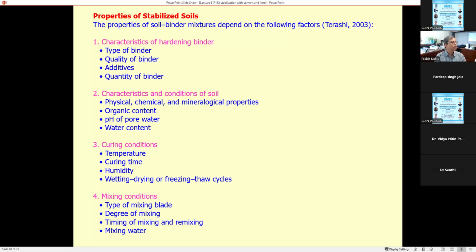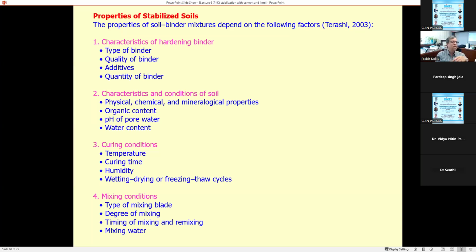Water content is important. Curing condition, its temperature is important. Curing time is important. That's why with time the strength gains. So 7 days, 14 days, 28 days, 90 days, if you study for long term. Humidity is important, and the wetting, drying, and freezing time. So obviously, you check the durability.